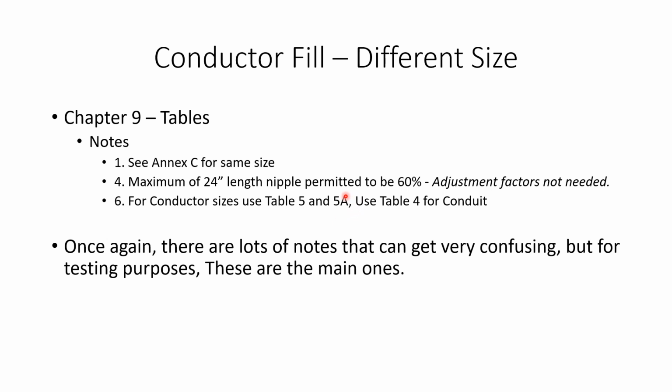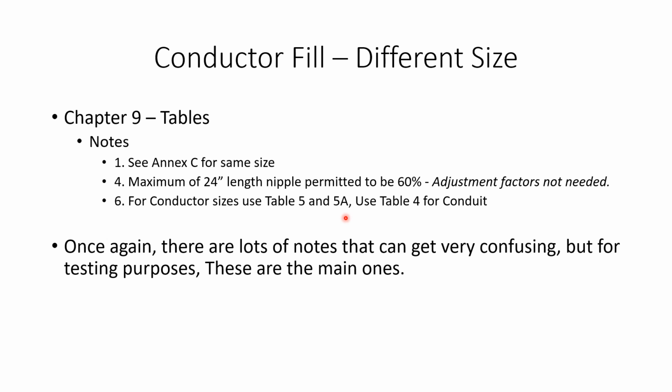5A is actually what they call compact conductors, okay? So if they talk about compact, we're going to use table 5A. But more than likely, they're not going to talk about compact. We just have to make sure we use the right table. We don't use 5A, we don't use the compact. We just use 5.